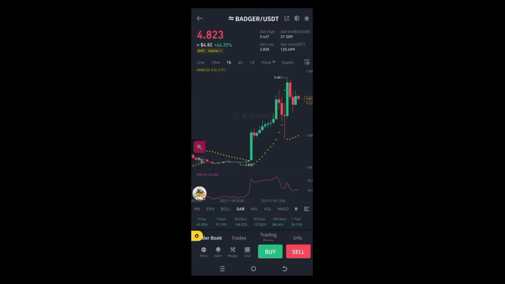Okay, so let me go ahead. First off, like I said, the parabolic SAR has to be underneath. We've seen that. Then it must be in pump mode. So even though the parabolic SAR has been met, it's not in pump mode. All right, so those are the two things.